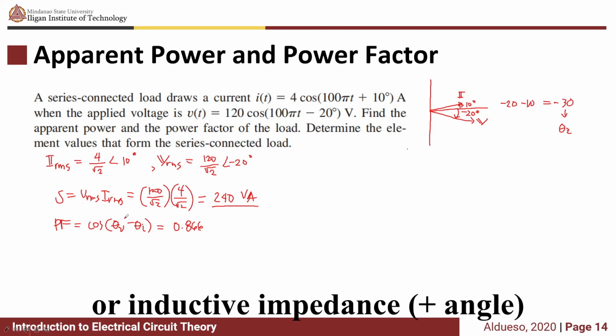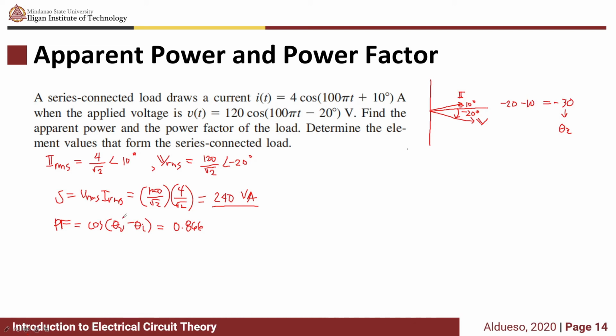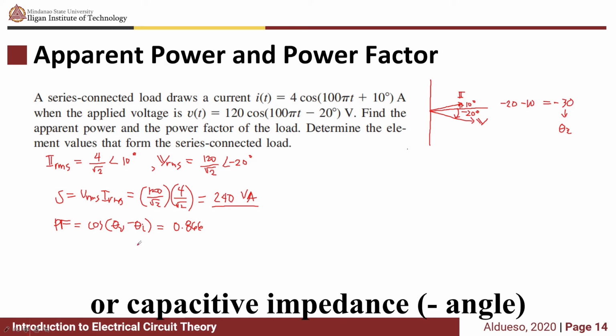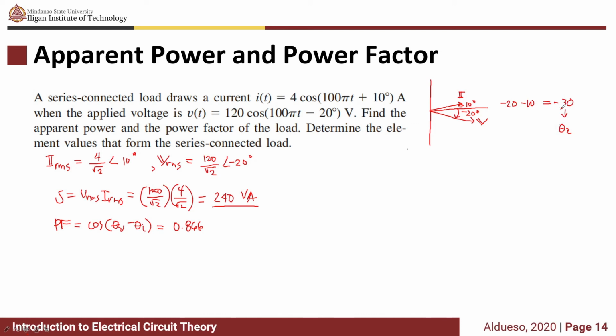If the power factor angle is positive, meaning the current is lagging, or if the power factor angle is negative, the current is leading. In this case, our power factor angle is negative, so it is leading. So our Z is equivalent to VRMS over IRMS, equal to 25.98 minus j15, or this is just equivalent to 30 angle negative 30 ohms.